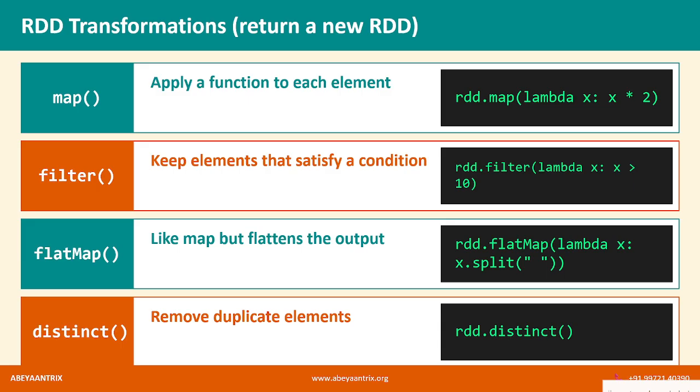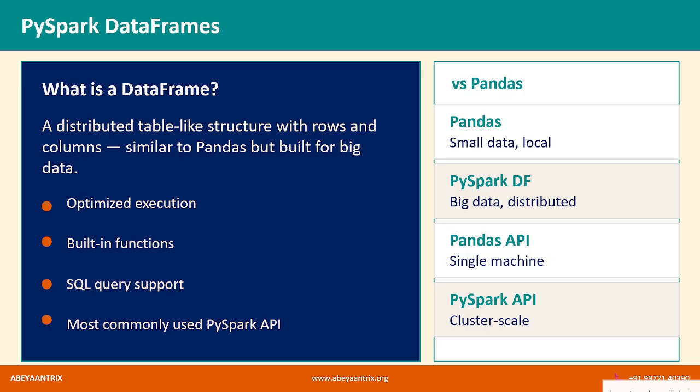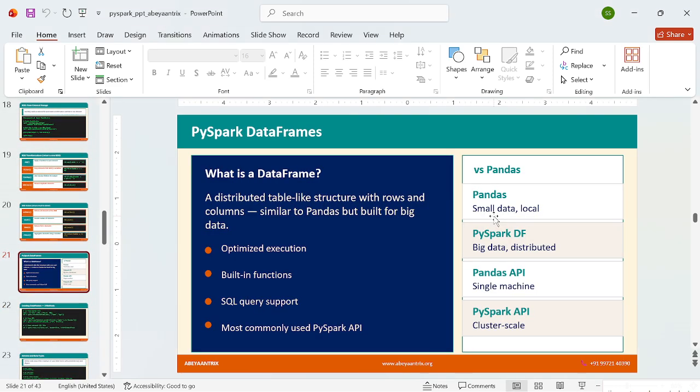So these are the transformations, and these are the actions you can do with the RDD, just like built-in methods. For example, if you take a list, you have some built-in methods. If you take a tuple, you have some built-in methods. In the same way, in RDD you have built-in methods which will do the actions and the transformations. Coming to data frames, we will take them up in the next class.